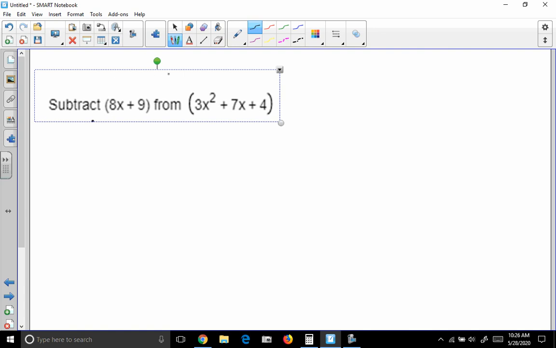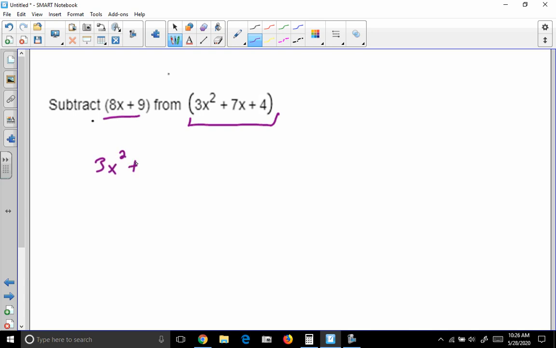Now this is essentially the same type of problem. We're combining polynomials, but it's also a little bit of a word problem. They ask us to subtract this polynomial from that one. So we have to ask ourselves, what are we taking away? This is what we're starting with, and we're taking this from that. So we have 3x squared plus 7x plus 4, and we're taking away 8x plus 9.